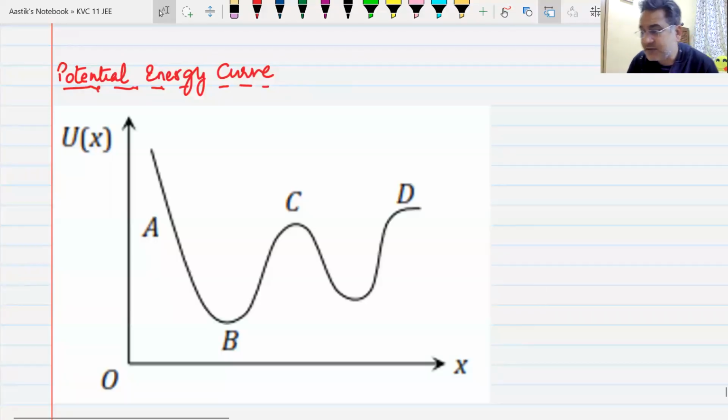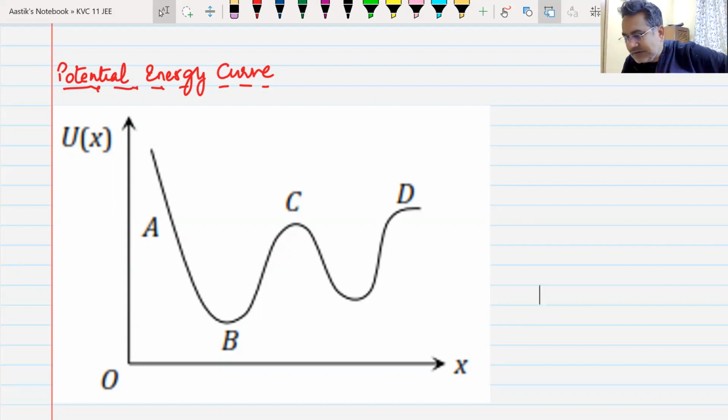So you can see it is drawn between U(x) and x. I mean, the force is only along x. If the force is along x, y, and z, you will have to draw it along x, along y, and along z, three different curves. It becomes too complicated. Doesn't matter. We just have to understand what is happening here. Now, this is the potential energy curve.